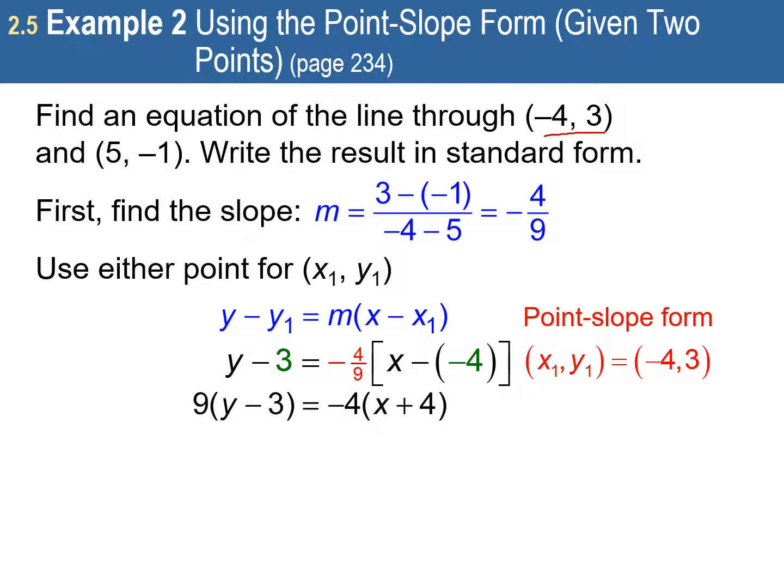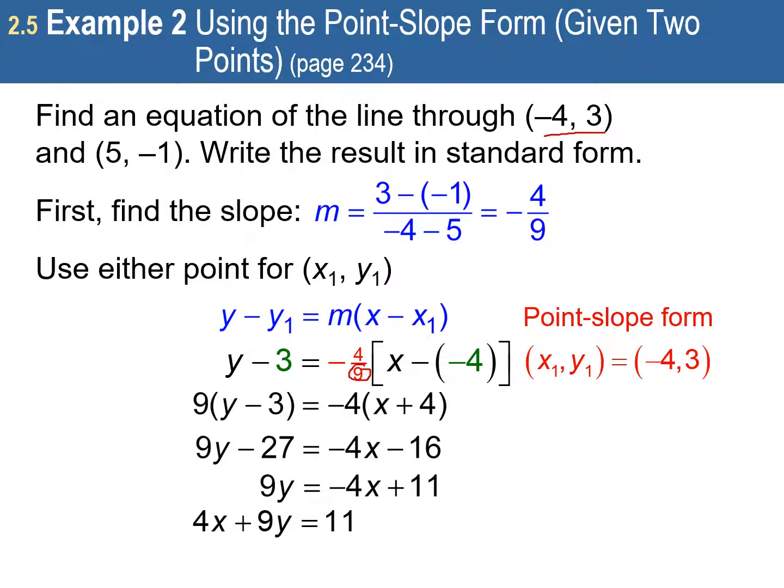When you have fractions and you're going to wind up with a lot of fractions, the first thing you want to do is clear the fractions by multiplying by the least common denominator, which is 9. Then we want to distribute that 9. And we did request it in standard form. Standard form of a line, remember, is ax plus by is equal to c. So the standard form of this line is 4x plus 9y is equal to 11.